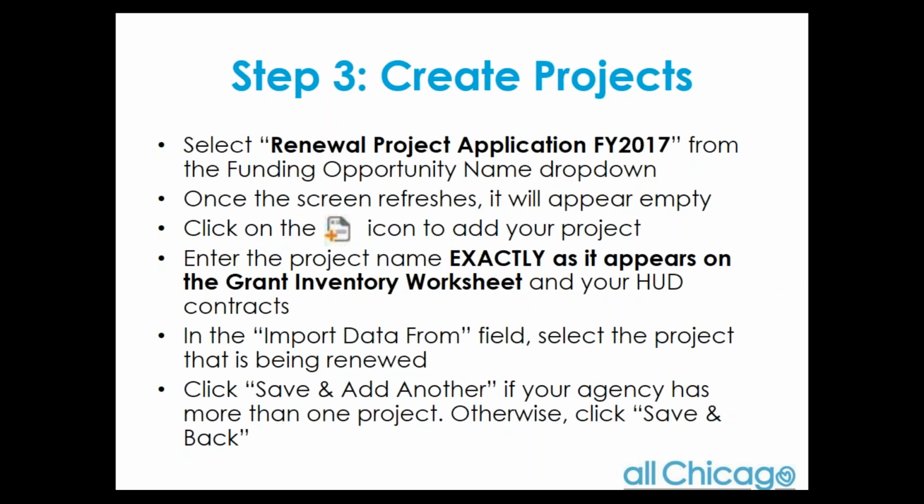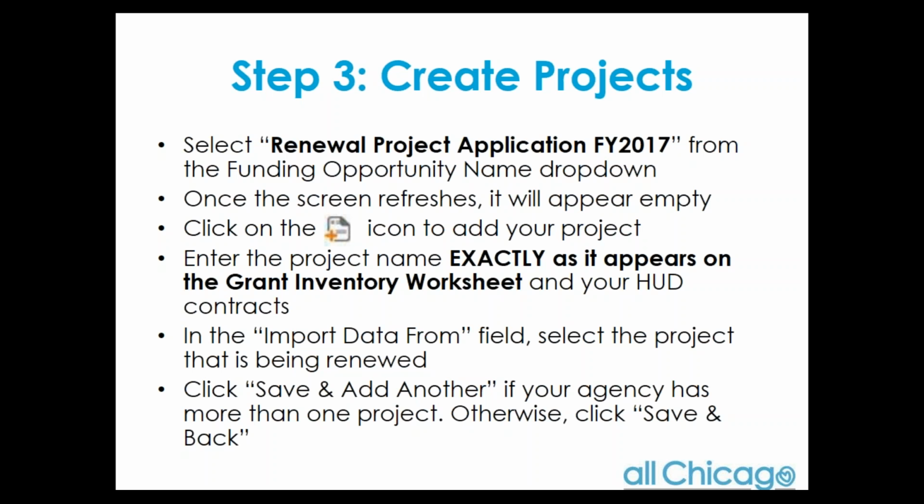You will then go back to your menu screen, which we don't have the image on here, but you'll go back to projects and select the renewal project application fiscal year 2017. So that's the one that you just registered for, and you'll do that from the funding opportunity name drop down. There's a few different ways that you can sort this page to make sure that you get to the right one. So if you don't do it that way, that's okay too, but just make sure that you are selecting the one that you just registered for.